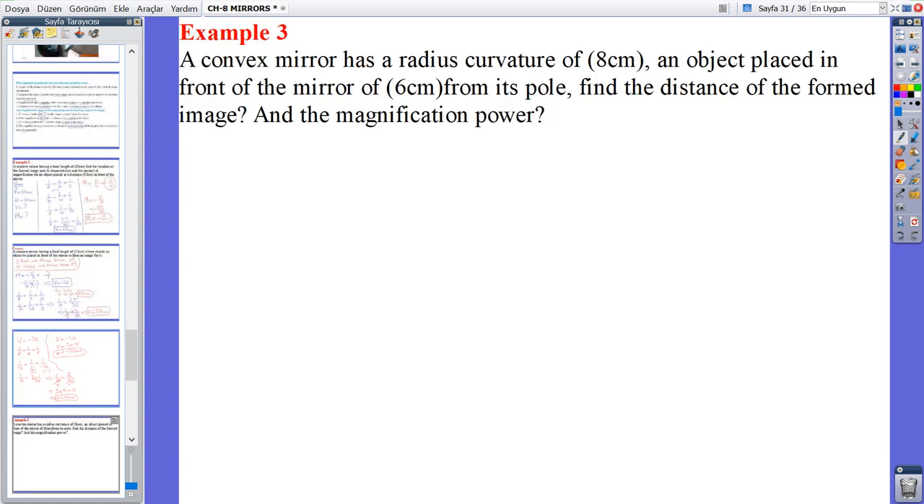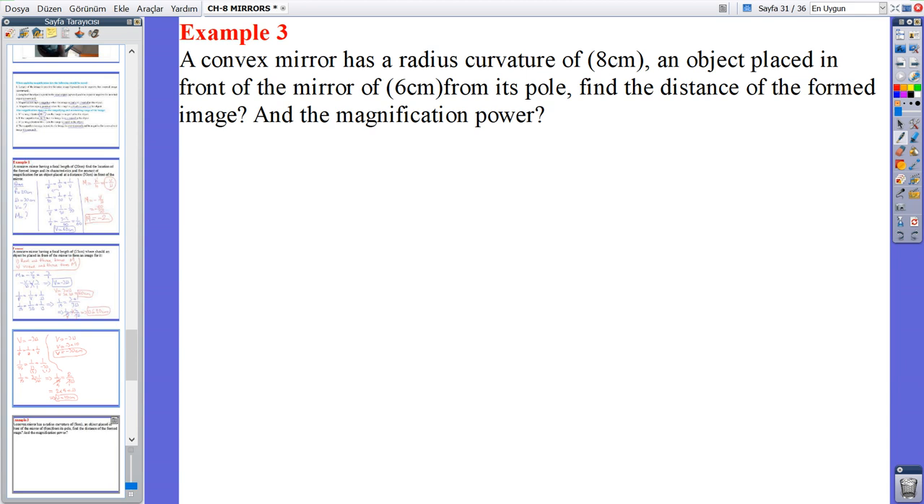And another question, the last question about these chapters. A convex mirror has a radius of curvature of 8 centimeters, and an object is placed in front of the mirror 6 centimeters from its pole. Find the distance of the formed image and the magnification.